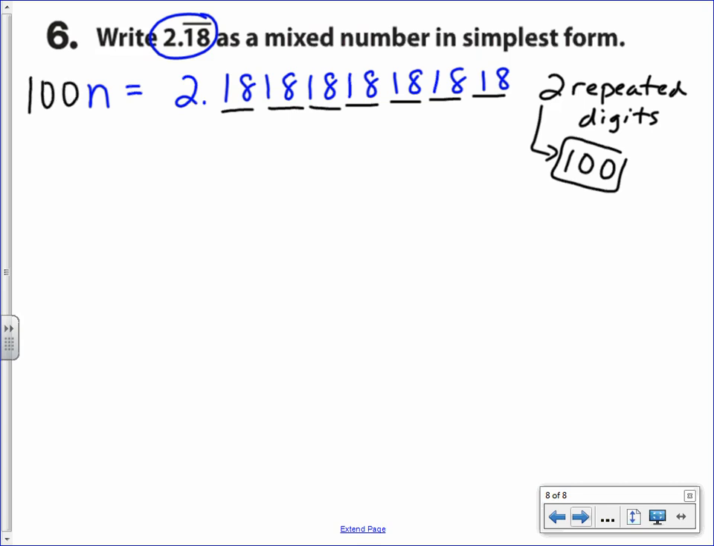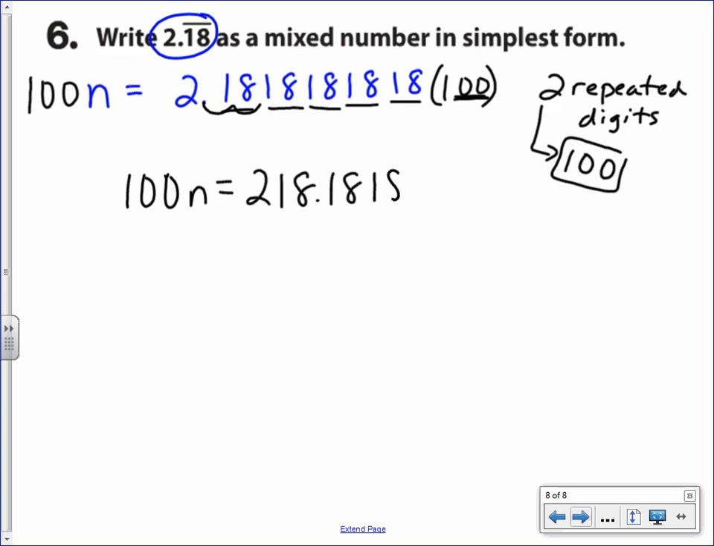100 times n is 100n on that side. I can erase a couple of them because they're repeating. It's the same thing. Multiply by 100. And what does that leave us with? We have 100n equals. If I multiply by 100, I have 2 zeros, so I move this decimal 2 places over. That gives me 218.181818, and so on.